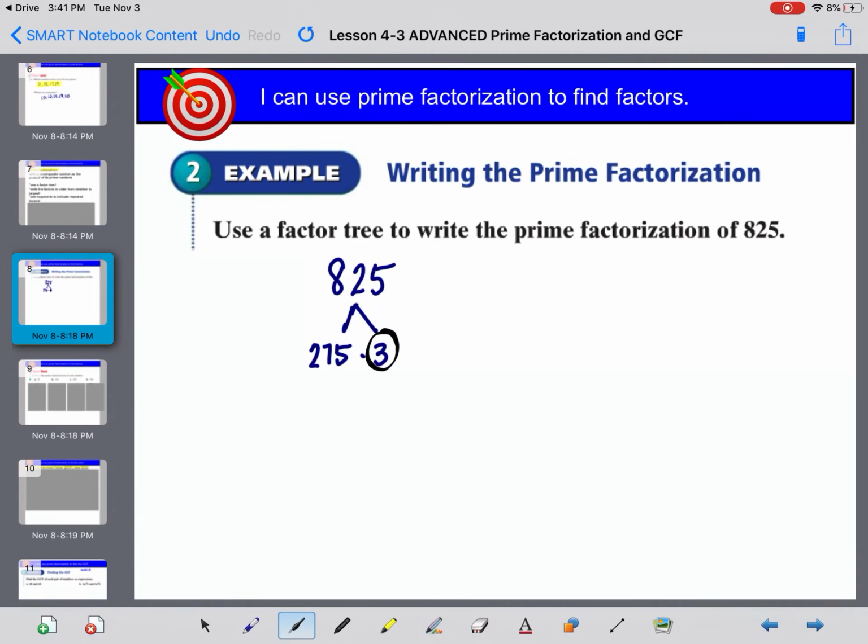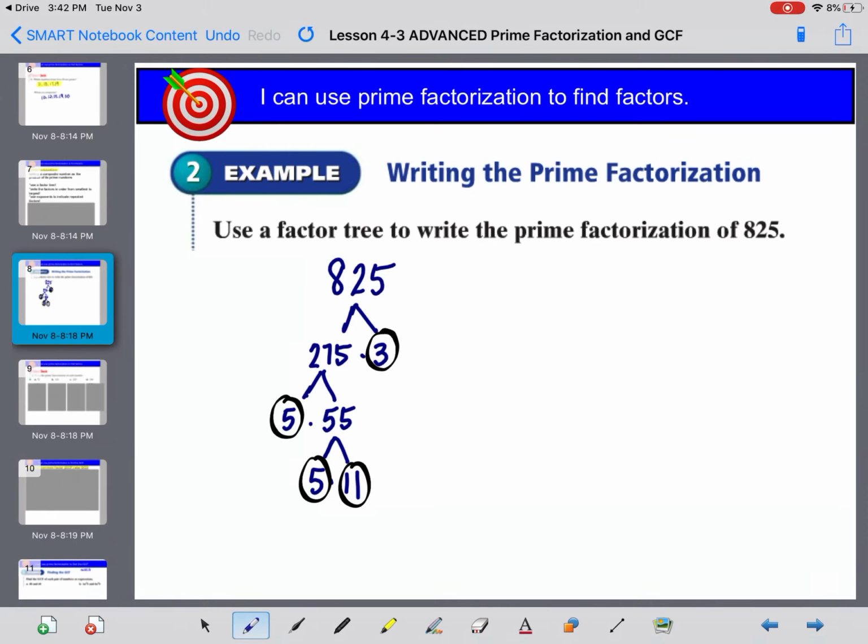Then I believe you learned to circle your number once it was prime, and then continue to work with the remaining number. 275, I notice ends in 5, so I'm going to do that rule and say 5 times 55. And again, 5 is prime, so I'm going to circle it. 55 is divisible by 5, 5 times 11, and then both of these are prime.